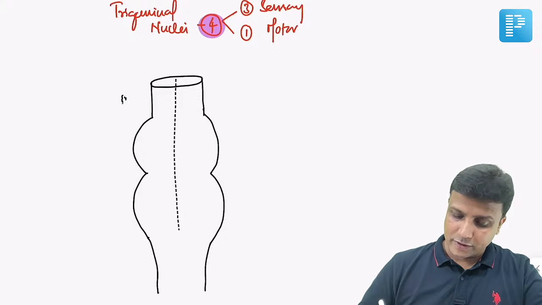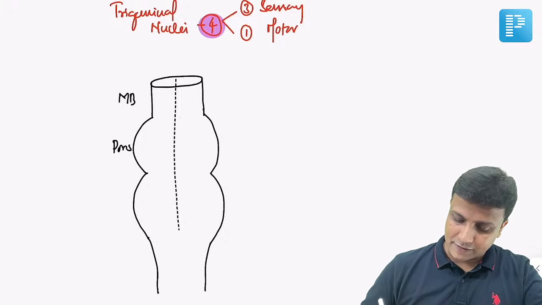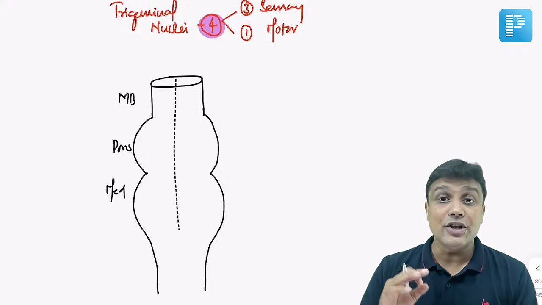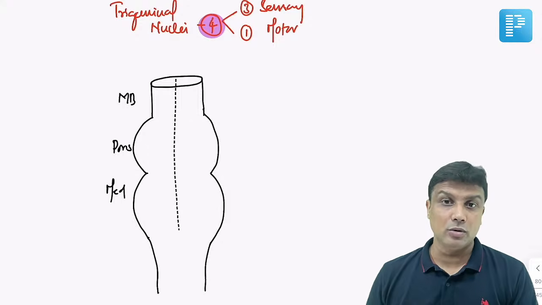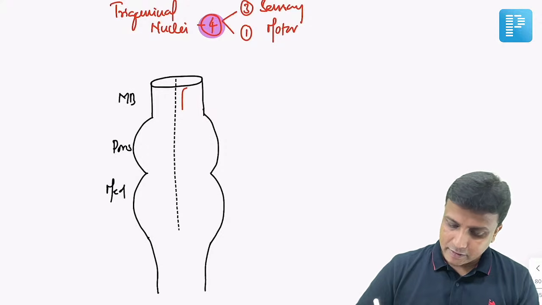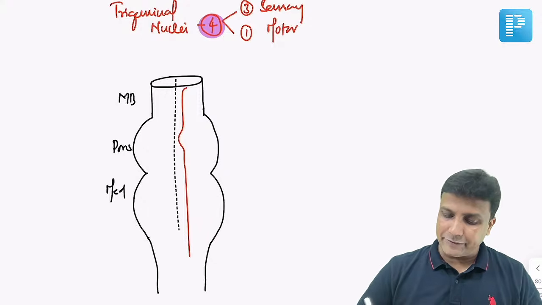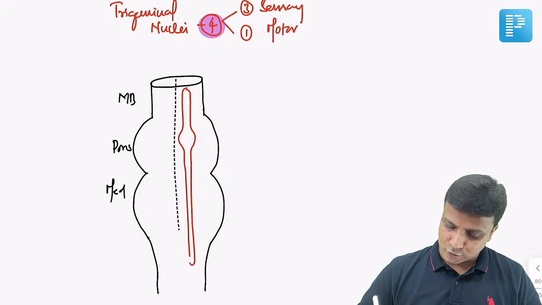Okay, so this one here will be the midbrain, this one here will be the pons, and this one here will be the medulla oblongata. Now, the sensory nucleus of trigeminal is such a huge nucleus. It is present throughout the brainstem. I mean to say it is present in the midbrain, the pons, and the medulla oblongata, and from here it goes all the way up to the spinal cord also.